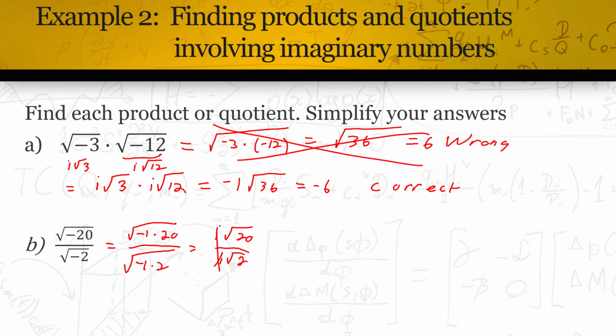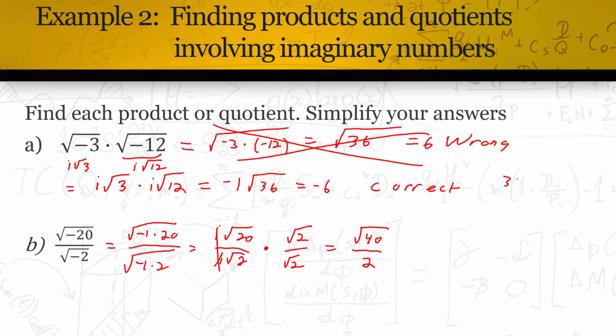But we have a radical term in the denominator, and we need to rationalize the denominator, and we can do that by multiplying top and bottom by the value of the denominator. So we're going to multiply this by the square root of 2 divided by the square root of 2. If we do, we are going to have the square root of 40 divided by 2. Then we need to see if there is a perfect square that's a factor of 40.